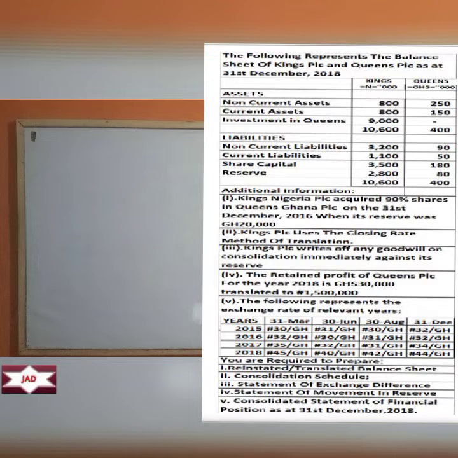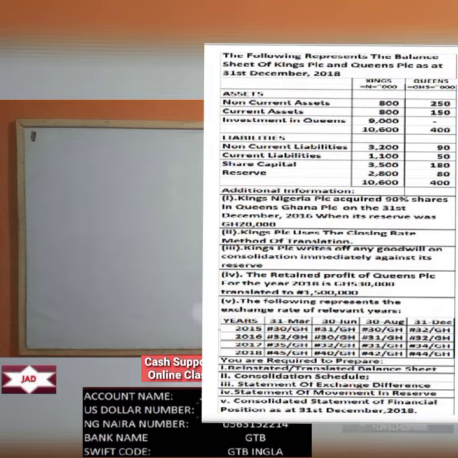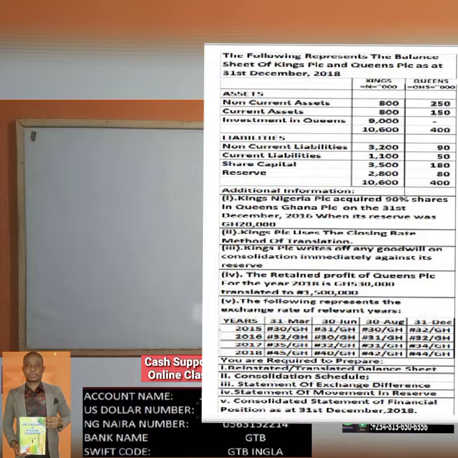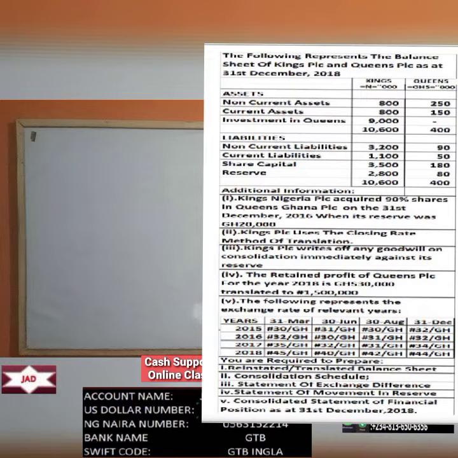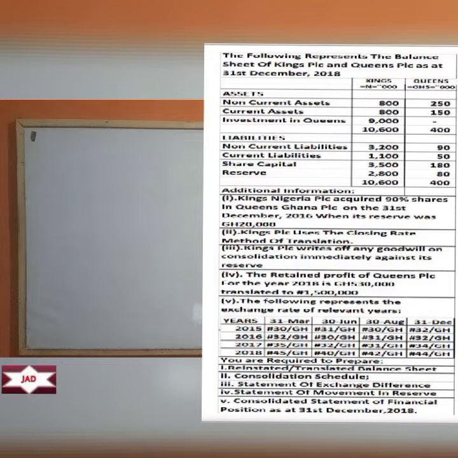Kings PLC uses the closing rate method of translation. Kings PLC writes off any goodwill on consolidation mainly against its reserve. The retained profit of Queens PLC for the year 2018 is 30 Ghanaian cedis, translated to 1,500,000. The following represent the exchange rates of relevant years. You are required to prepare the restated or translated balance sheet, consolidation schedule, statement of exchange difference, statement of movement in reserve, and consolidated statement of financial position as at 2019. So let's go there.